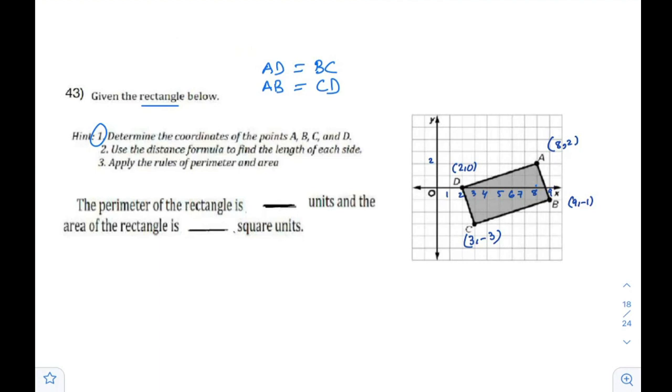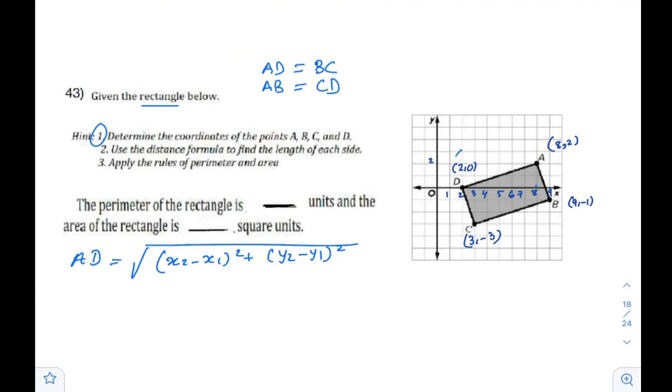Even though he didn't mention to use the distance formula, you should know that. You must know the distance formula. Of course, everyone should know that it's the difference of x squared plus the difference of y squared, under the square root. So if you want to find AD, then it's the square root of x2 minus x1 all squared plus y2 minus y1 all squared.